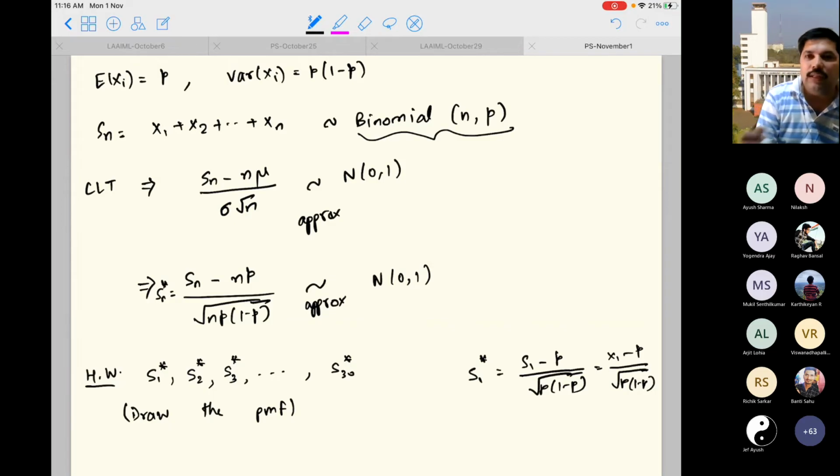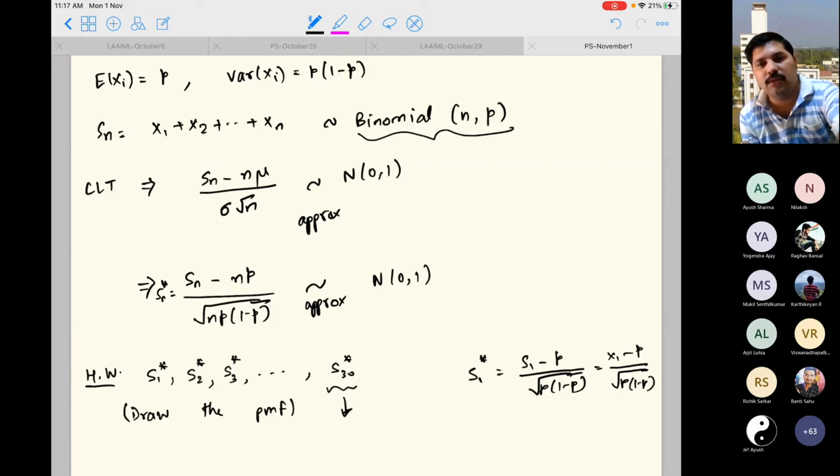And similarly, you can see how the PMF, probability mass function, really looks. I want you to observe that as you go to S star 30, I want you to observe the shape of the PMF. You will realize that the shape of the PMF almost resembles a bell shaped curve. That is something you will have to observe, and once you observe, then you will appreciate how this thing is really working very nicely.